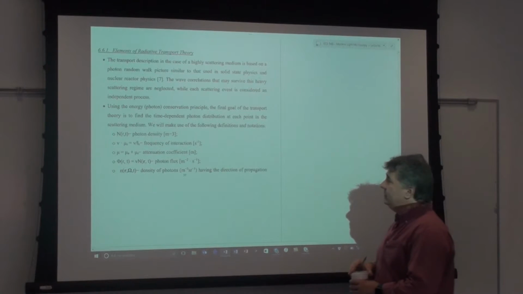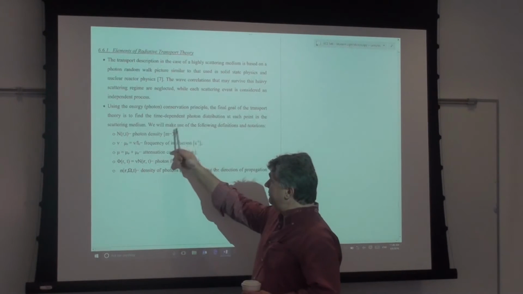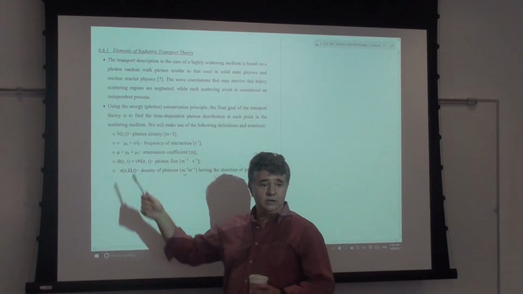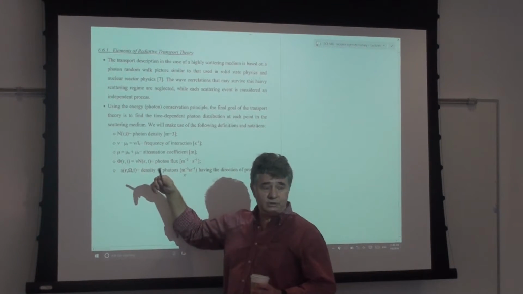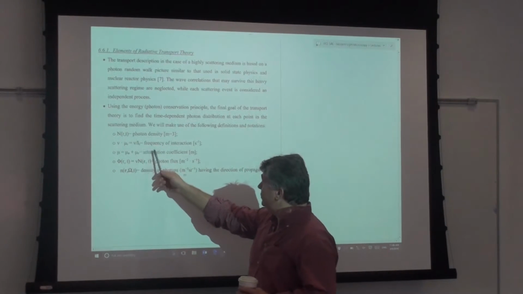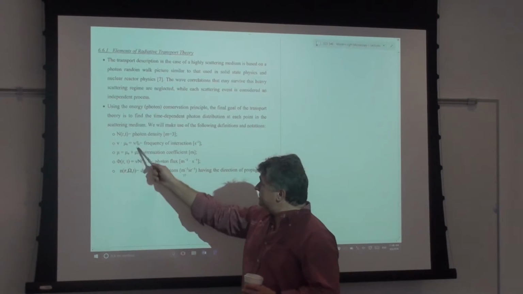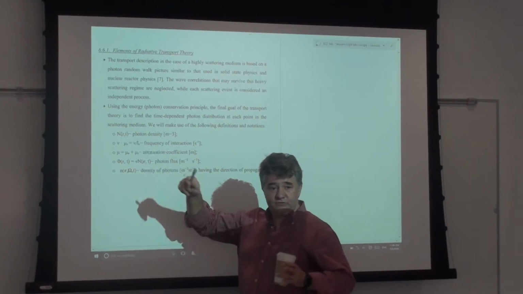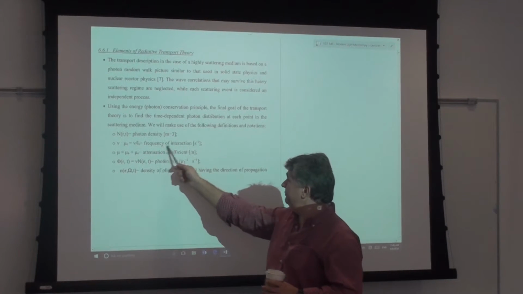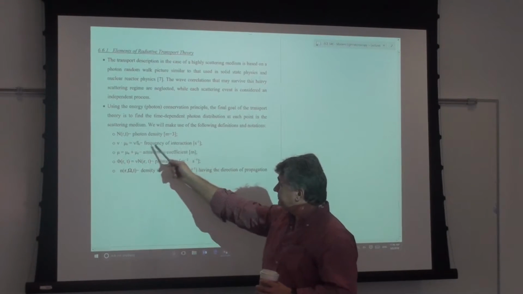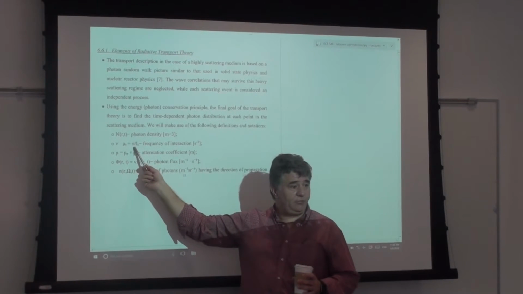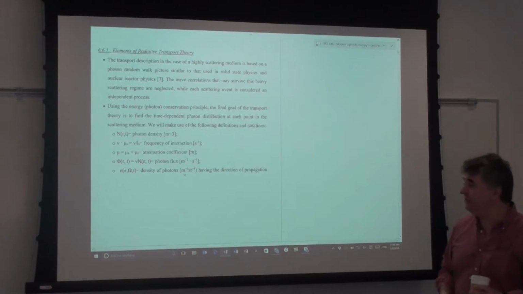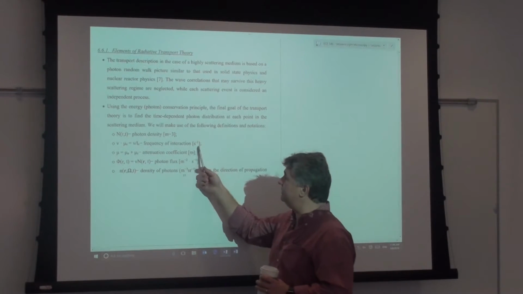Okay, so we have a lot of definitions. First of all, this will be the photon density. If I multiply this by h bar omega, that will become energy density. Look at this, v times mu s. This is the velocity or speed divided by the mean scattering length. That gives you a frequency of interaction. So that's meters per second divided by meters, that's 1 over seconds. That's the frequency, how many scattering events you get per second, which is kind of an interesting thing.